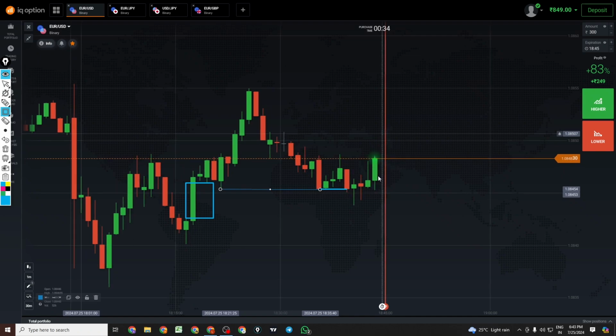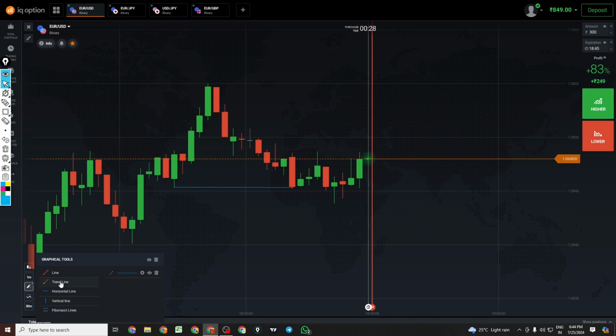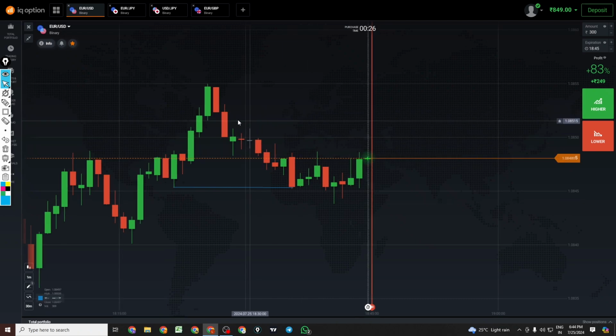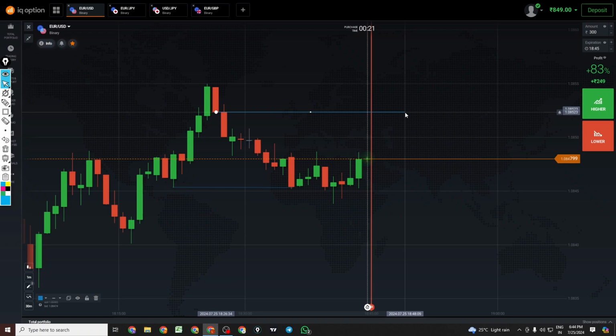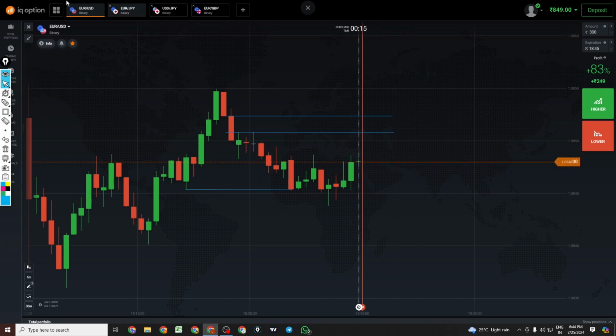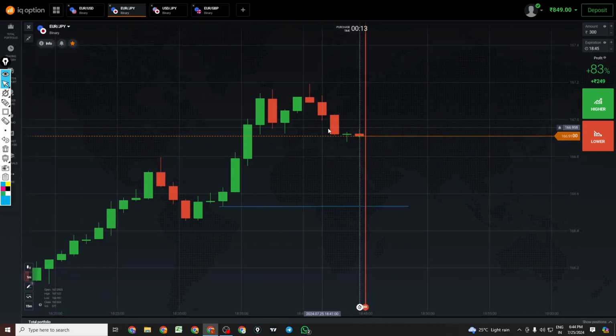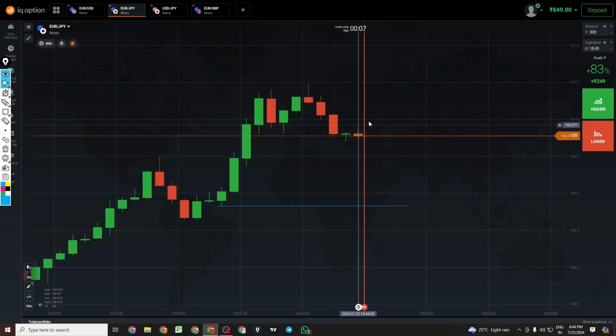Try to move upside. If I get any confirmation to take the call option, I will take the trade. I will explain. Here is the only one unmitigated fair value gap. In this IQ Option we don't have a rectangle to draw, so we can use only these lines. Okay, now see here is the fair value gap, but the market is trying to move down.